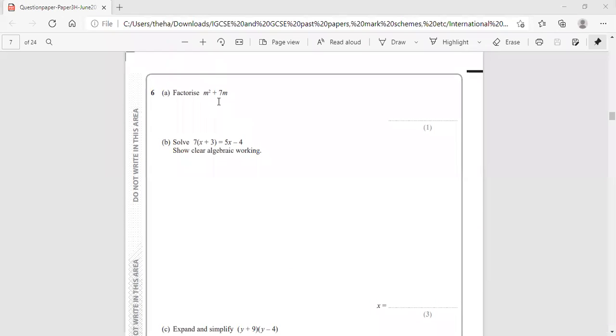So what we need to do here is look for a common factor. So we've got m squared and 7m. The only thing that these two share is m. So what we're going to do is take our m and put it outside the brackets. If we multiply these brackets out, we're going to get this again, so it's a good way to check your answer. m times m is m squared, m times 7 is 7m. So you need to look for a common factor, take it off these two and put it outside some brackets, and that's the answer for that one.